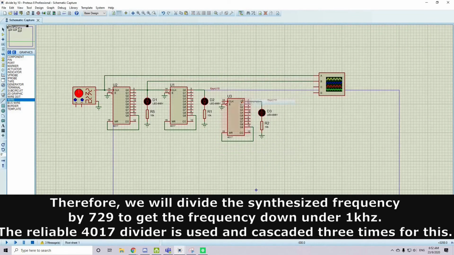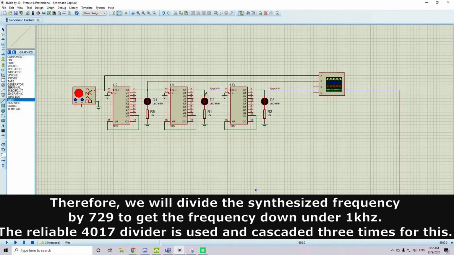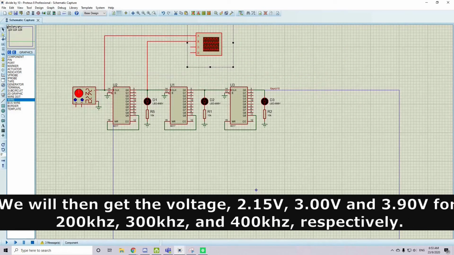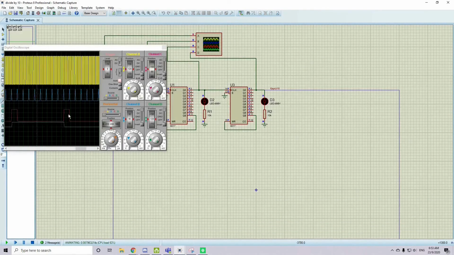Therefore, we will divide the synthesized frequency by 7 to 9 to get the frequency down under 1 kHz. The reliable 4017 divider is used and cascaded 3 times for this. We will then get the voltages 2.15 volt, 3 volt, and 3.9 volt for 200 kHz, 300 kHz, and 400 kHz respectively.